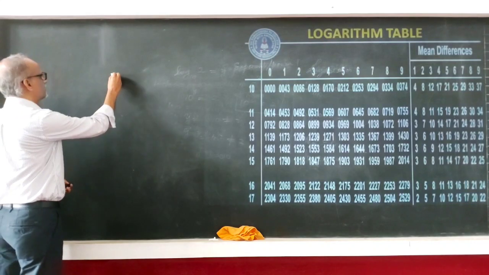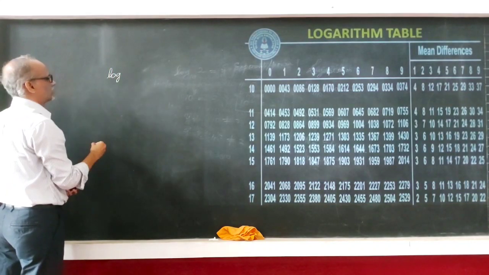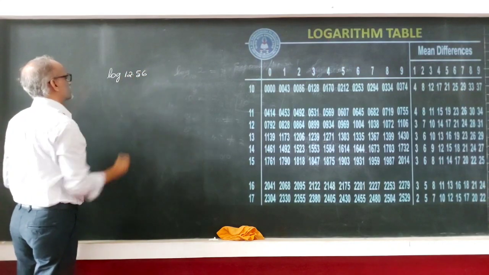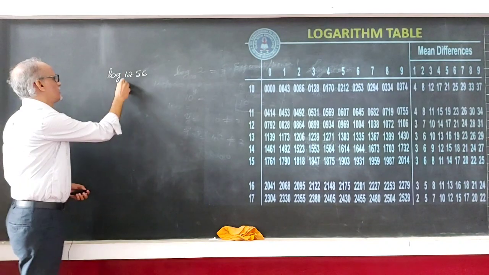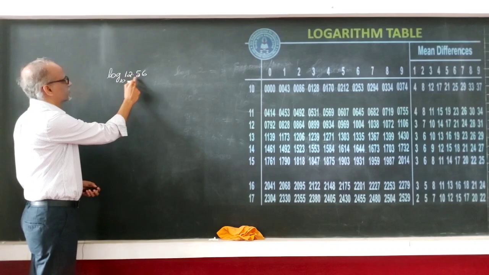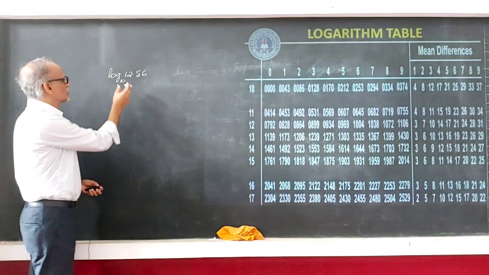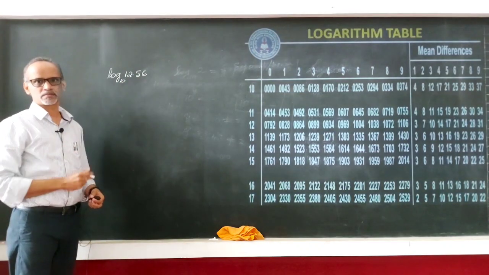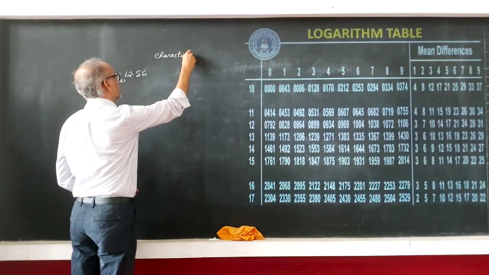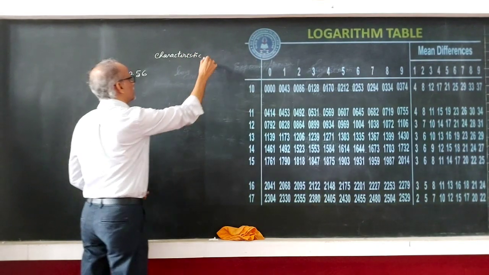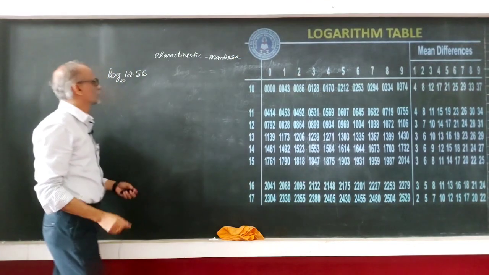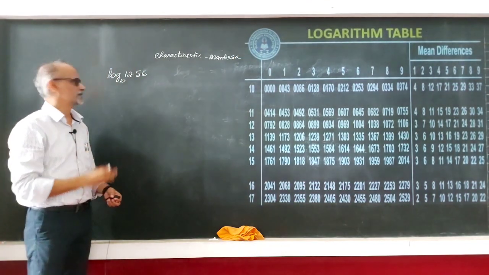So first I want to find the log of 12.56 to the base 10. When you find the log of a number, this log of a number has always two parts. One is characteristic. The other part is called mantissa. The first part is characteristic, the other is mantissa.